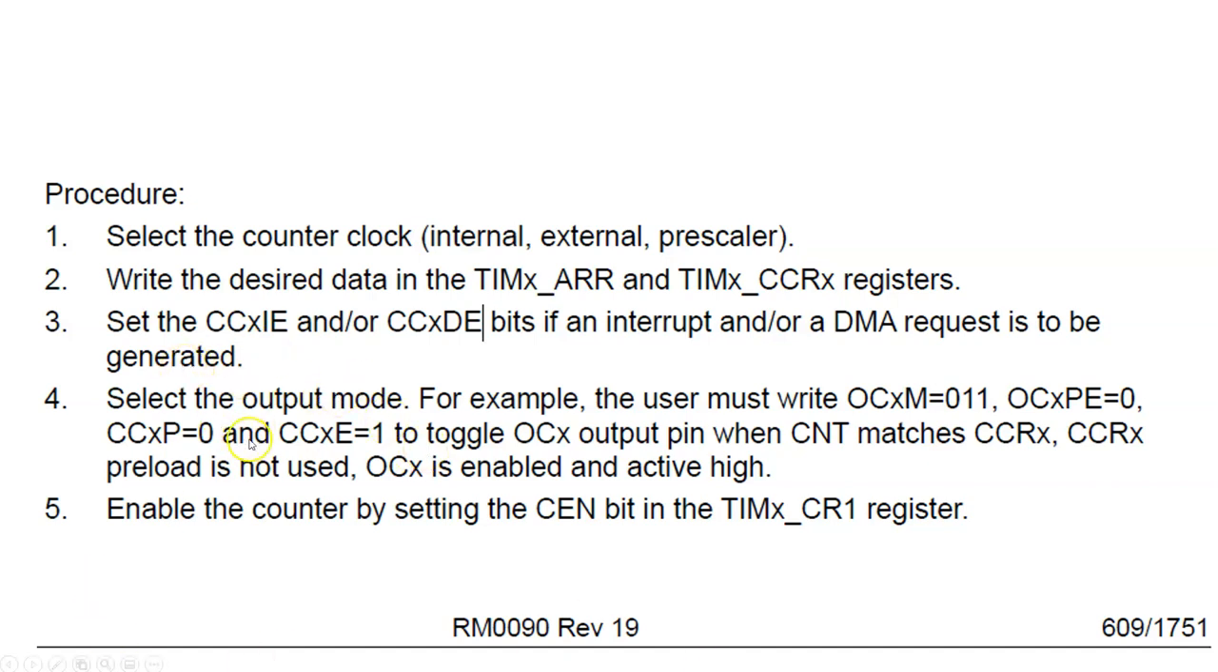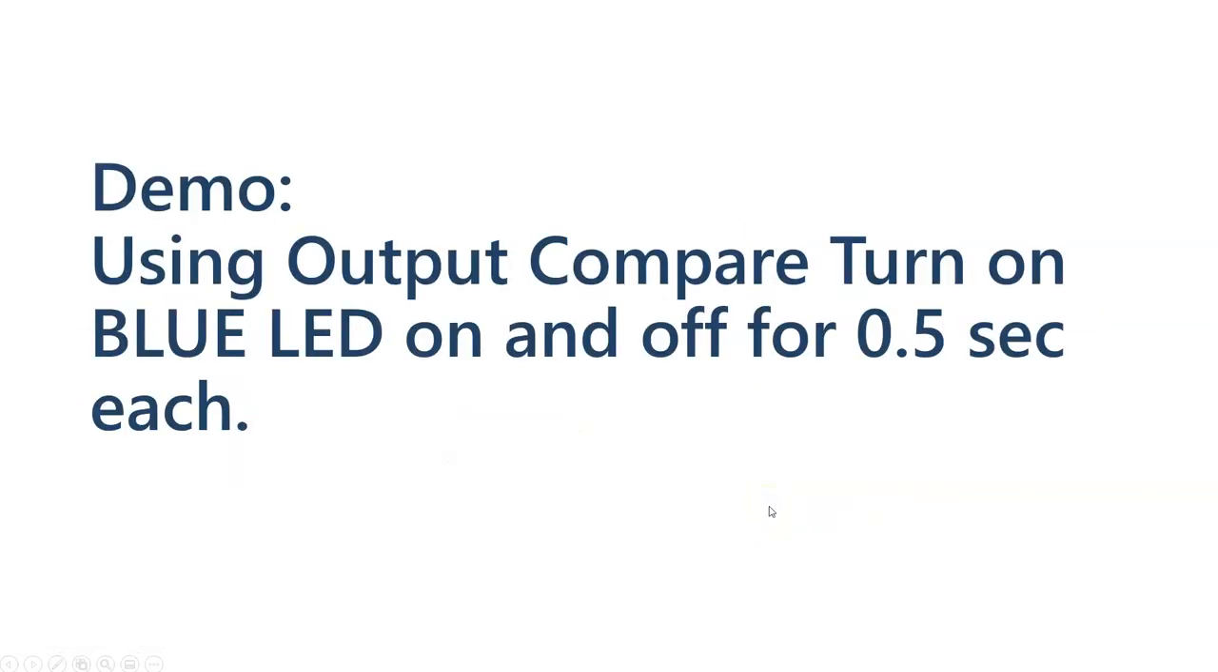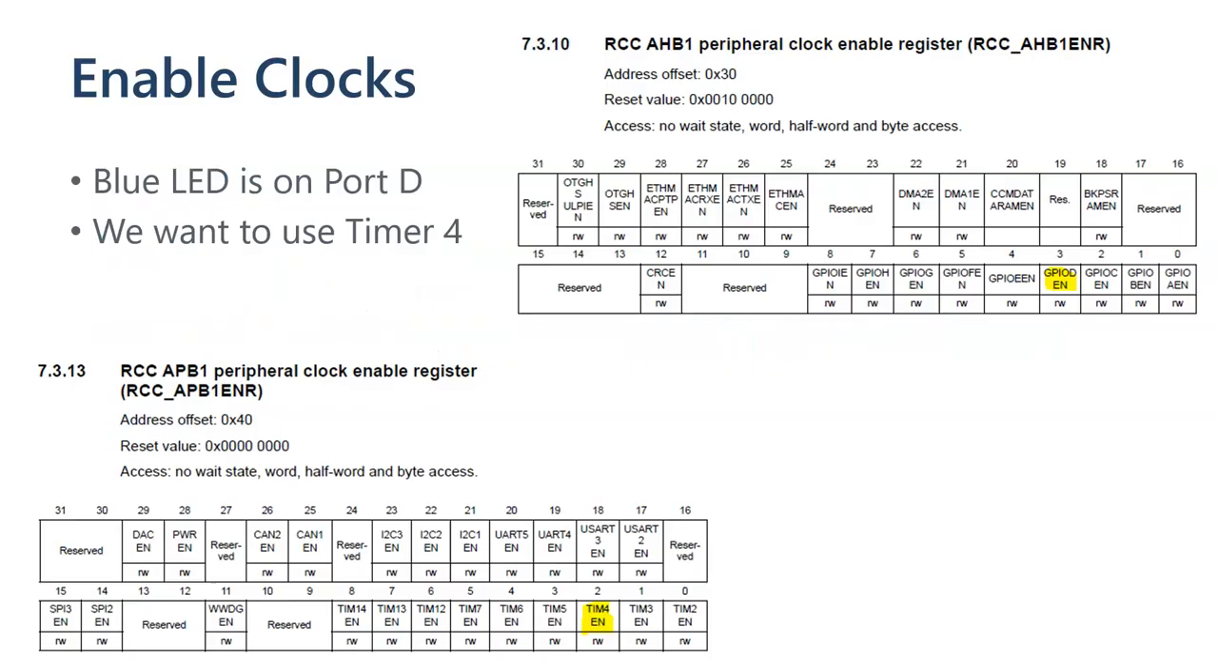We're not going to do interrupt. So basically it means we set it up to toggle. If I have high, low, I need to set that to toggle, and then I have to enable the counter and just wait for it to work. All right, let's do just that. Using the output compare, let's turn the blue LED on and off for half a second each. So if I look at the waveform on the logic analyzer, I should stay high for half a second and low for half a second. That's what I want to do.